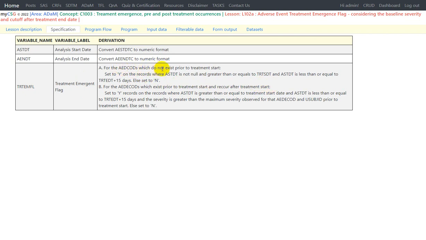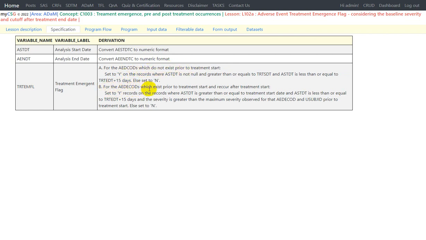For the AEDECOD codes which do not exist prior to treatment start, we are being asked to set to Y on the records where the adverse event start date is not null and greater than or equal to treatment start date, and ASTDT is less than or equal to TRTEDT plus 15 days. So any event that is happening between treatment start date and within 15 days of treatment end date has to be called treatment emergent for the AEDECOD codes which do not exist prior to treatment start.